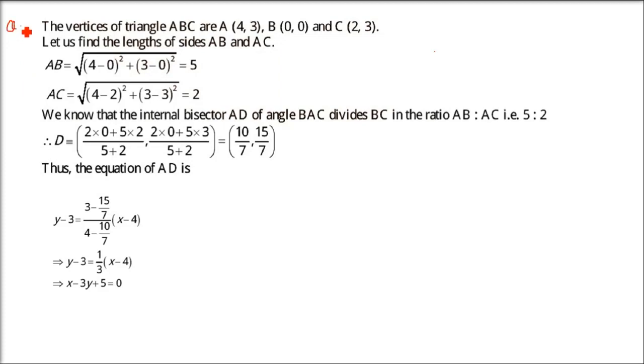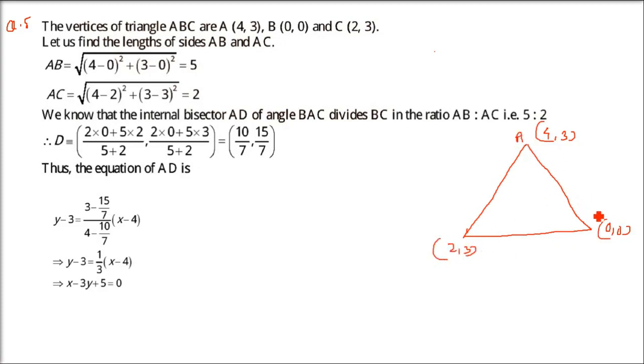Now question number 5. Find the equation of the bisector of angle A of the triangle whose vertices are A (4, 3), B (0, 0), and C (2, 3). So let me make a triangle. This is A, this is B, and this is C.